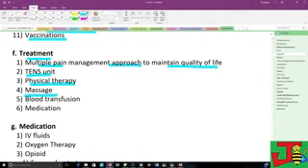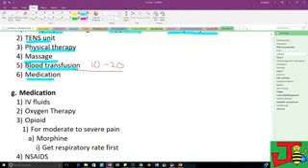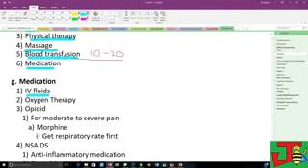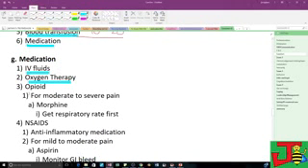Massage is also good. And I put blood transfusion because sickle cell shape could only live for 10 to 20 days. If they don't have enough blood going through around the area, we want to do a blood transfusion. Also, we could use medication, which would be IV fluids, oxygen therapy, opioid.